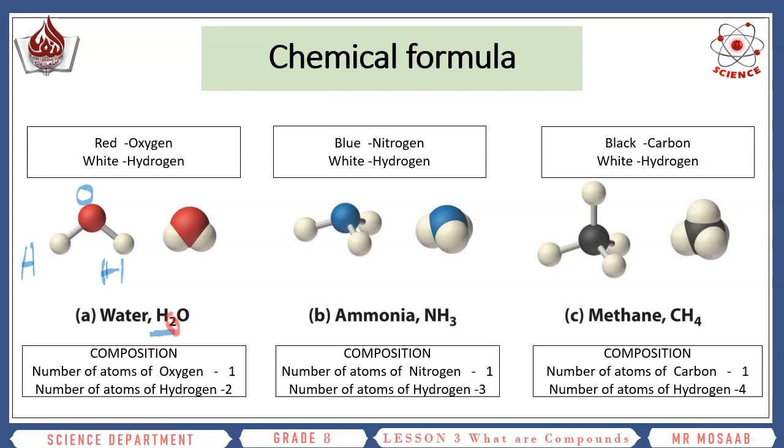Ammonia: one nitrogen and three hydrogen atoms. So it is written NH3. From the chemical formula you can see the composition of this compound: one nitrogen atom and three hydrogen atoms. Methane: the composition of methane is one carbon atom and four hydrogen atoms. How do we know? From the chemical formula.